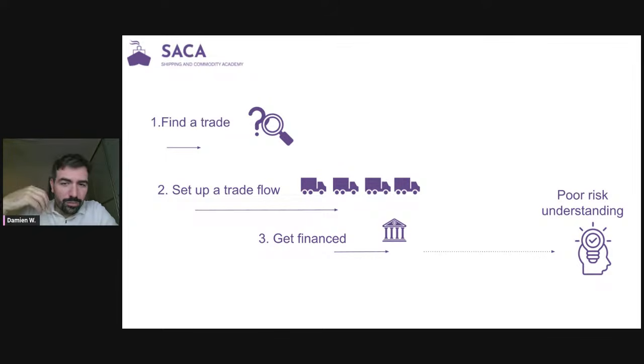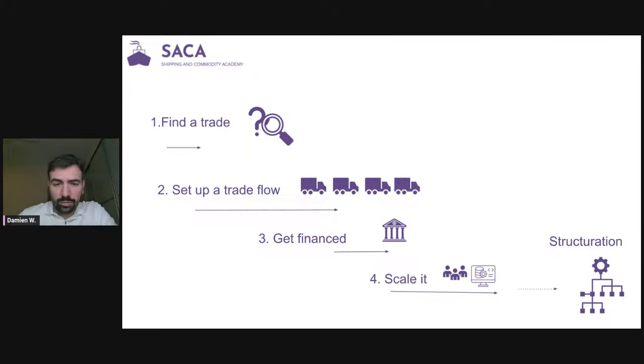So there are a lot of questions from people who are trying to do it on their own, who have set up a trade flow and now say, look, I want to scale. They don't really understand which financier they should go for, why they won't get finance, or why they would. There's a very poor understanding of that. This is why they go nowhere, or it takes them years to get finance.